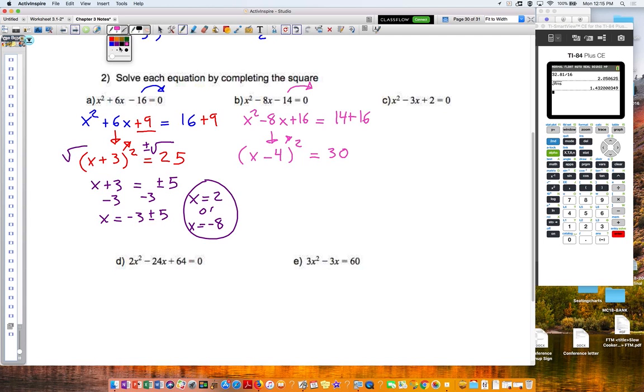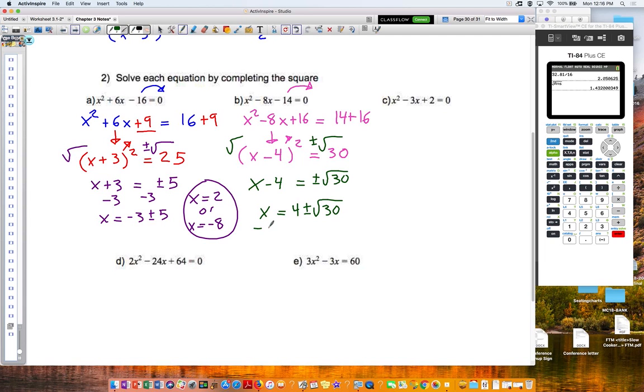Undo the square now, using the square root property. So I get x minus 4, so I'm going to square root, don't forget plus minus. So x minus 4 equals plus or minus the square root of 30. Add 4 to both sides. So x equals 4 plus or minus the square root of 30.